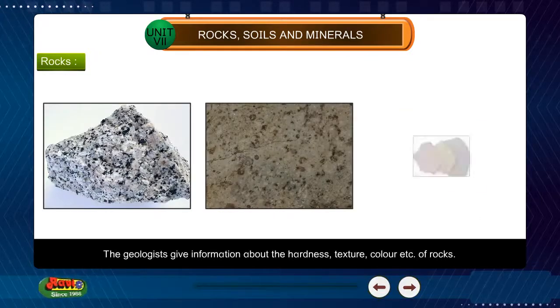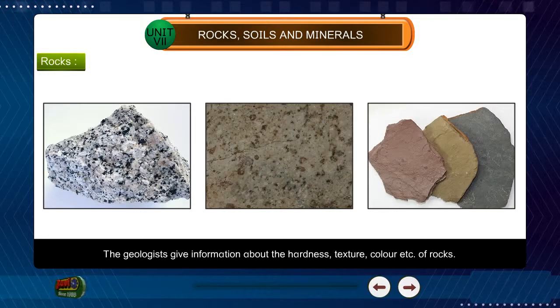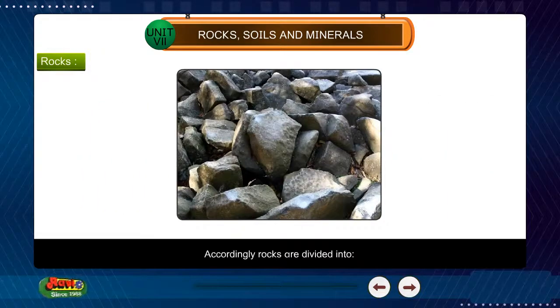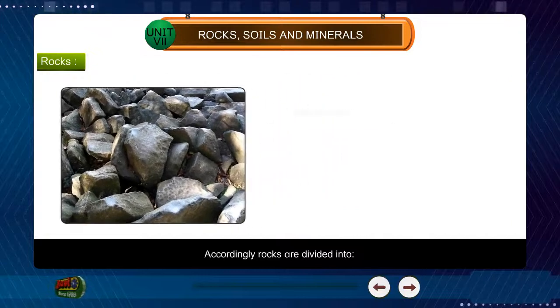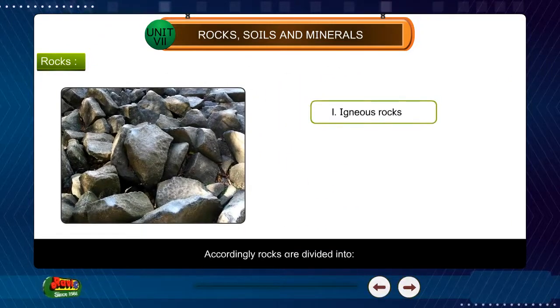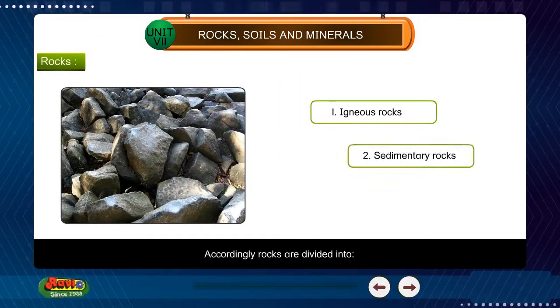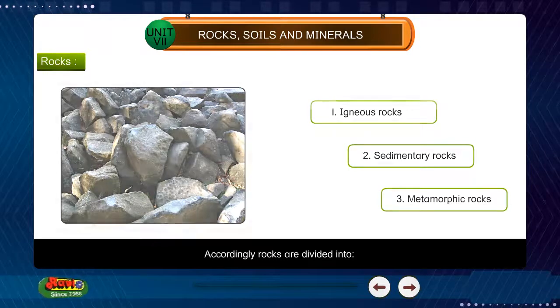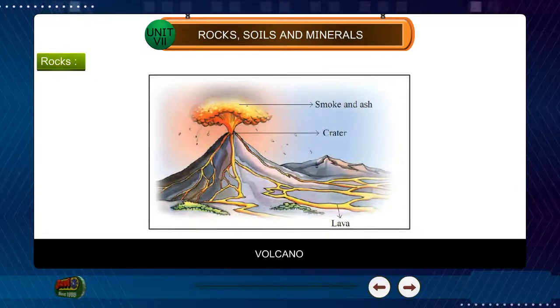The geologists give information about the hardness, texture, color, etc. of rocks. Accordingly, rocks are divided into: 1. Igneous rocks, 2. Sedimentary rocks, 3. Metamorphic rocks. Volcano.